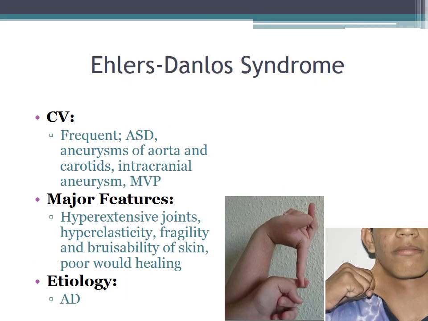Ehlers-Danlos frequently has cardiovascular issues, most commonly ASDs, aneurysms of the aorta, and carotids. They can have intracranial aneurysms and mitral valve prolapse. The major features are hyperextensive joints, hyperelasticity, fragility and bruisability of the skin, poor wound healing, and it is autosomal dominant.